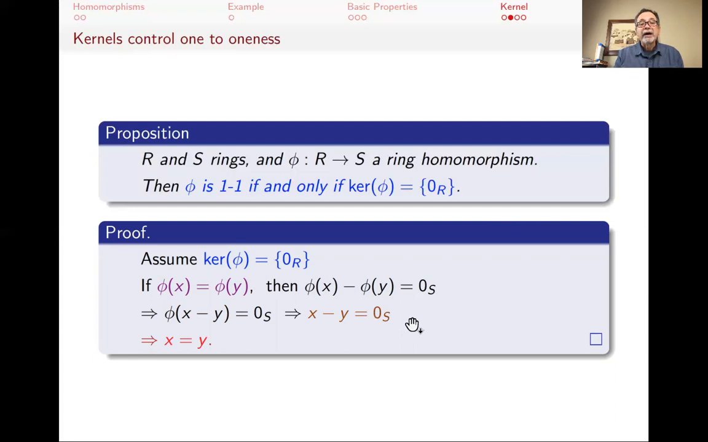Okay, now one point about this theorem is that, again, this should be zero of R here. And x equals y, that means that the map is one-to-one.